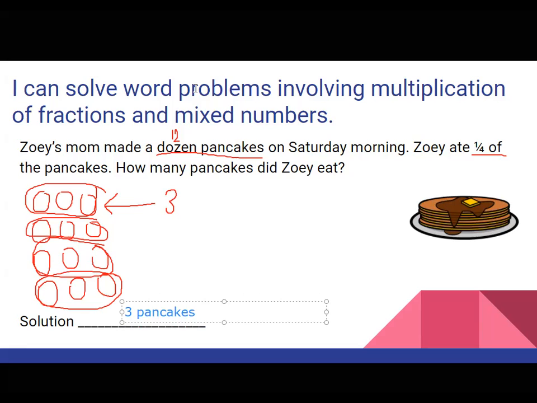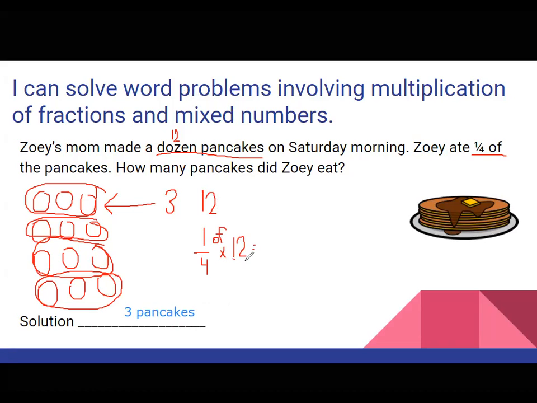We could also write an equation to help us with that too. We know that mom made 12 and Zoe ate 1/4 of the pancakes. So we're trying to figure out 1/4 of 12. And we've talked about how that word "of" means multiplication. So we're going to multiply 1/4 times 12.